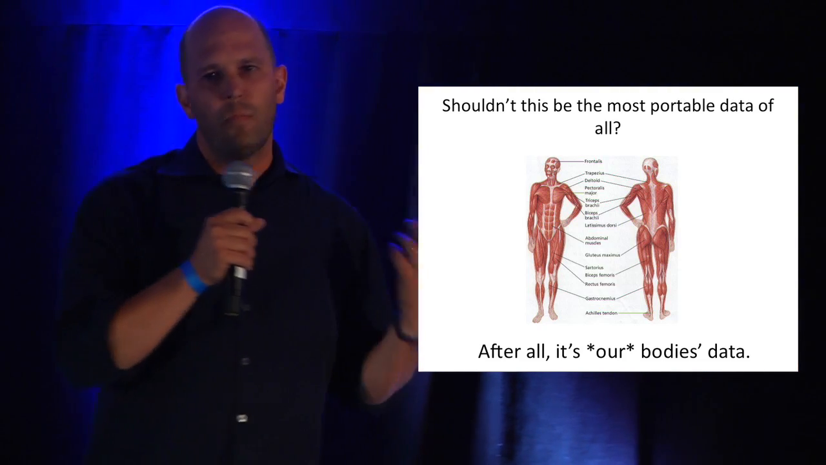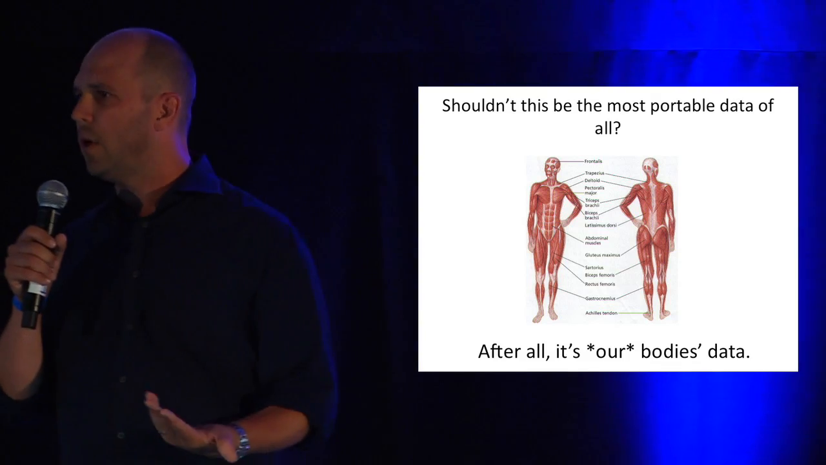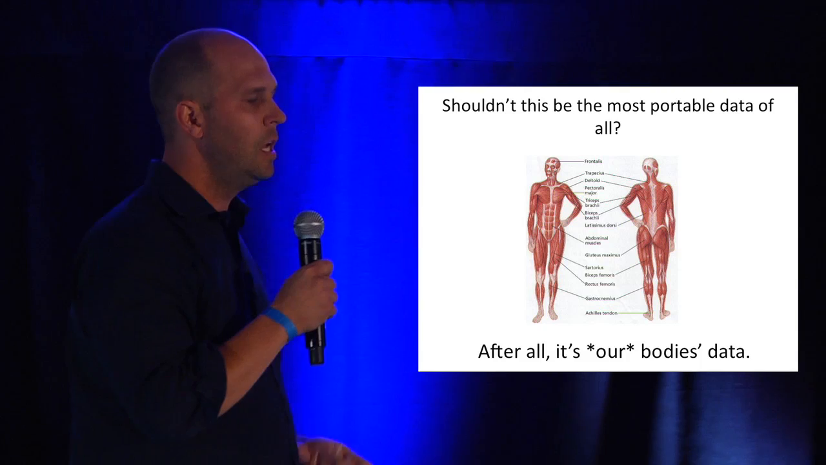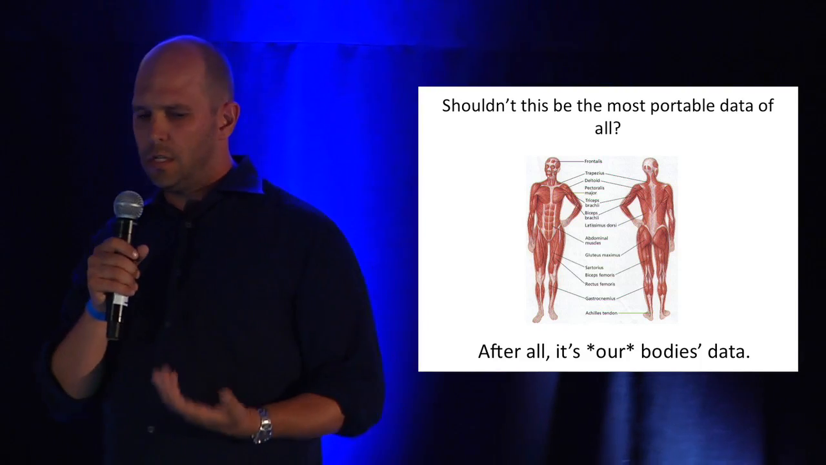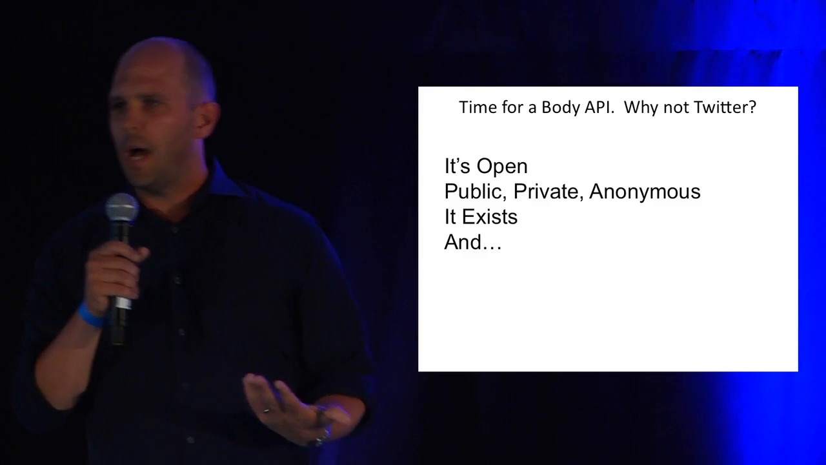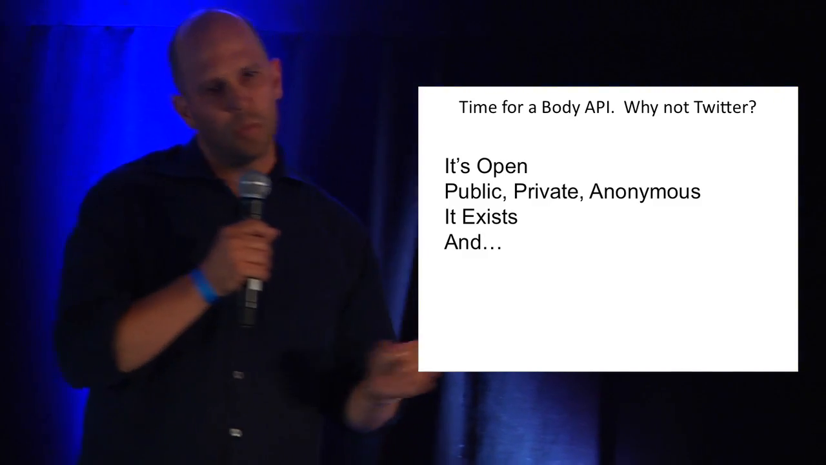But shouldn't this data, our fitness and health data, be portable by default? After all, it's our body's data, not Nintendo's data, not Nike's data. If anything, this should be the easiest data to extract. So what's needed? An API or some other platform for actually accessing this data. And I think the best thing that we have at this point is Twitter.